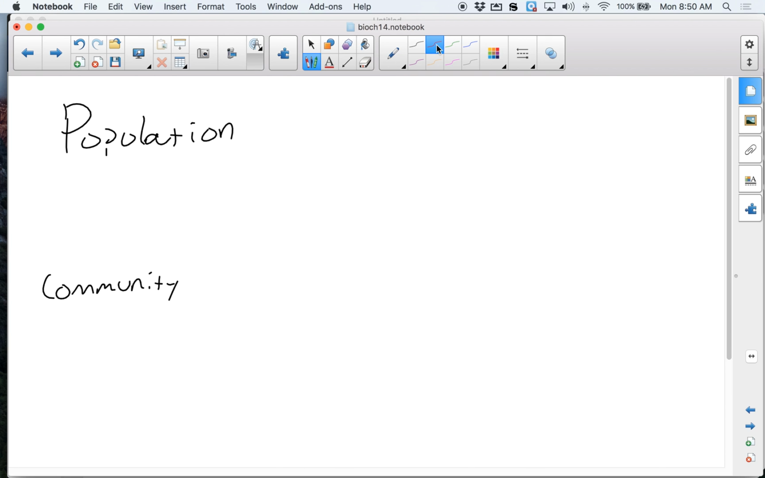Population and community are words that when we use them in our everyday lives generally mean about the same thing. When we talk about the population of Wheaton or the population of Traverse County, those basically mean the same thing as the community. Okay? But in a natural sense, these two things mean different things. A population is basically a group of the same species that kind of lives together where they can actually mate with each other.